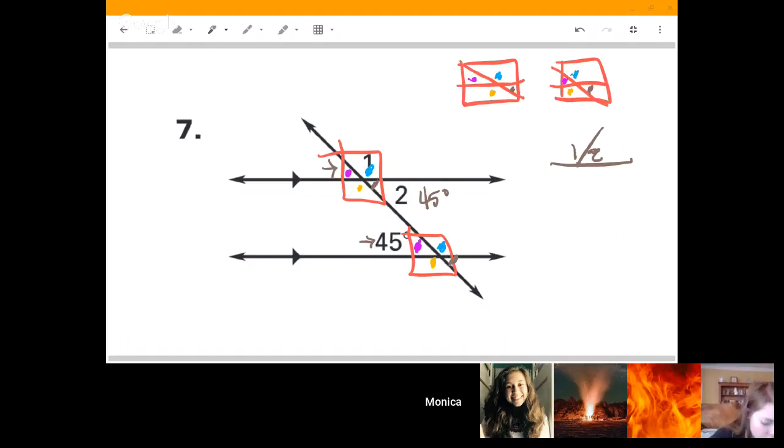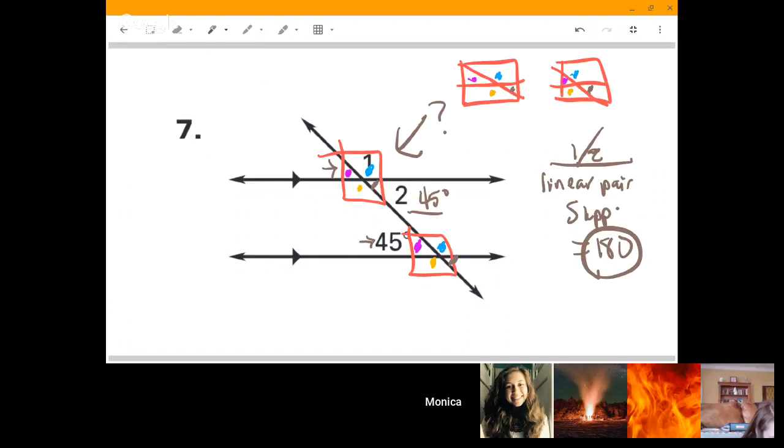And linear pairs are, what is the relationship between them? Yep, they're a linear pair, and linear pairs we know are supplementary, okay? And supplementary angles equal 180 degrees. So if we know the measure of one of them, and we know they add together to give you 180, then we can figure out that one. Does that help? Okay, good.